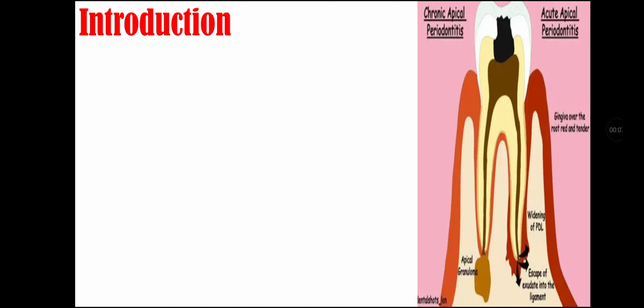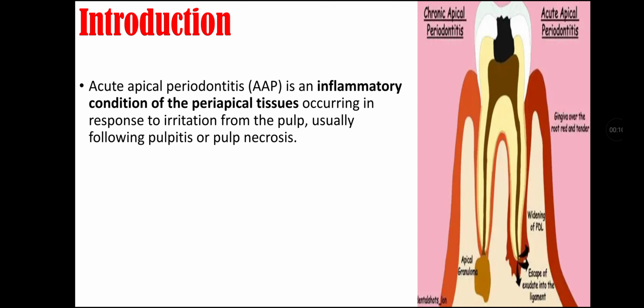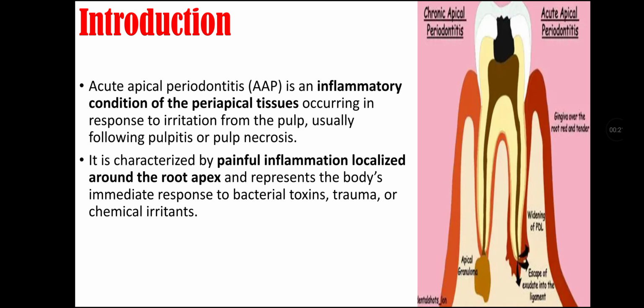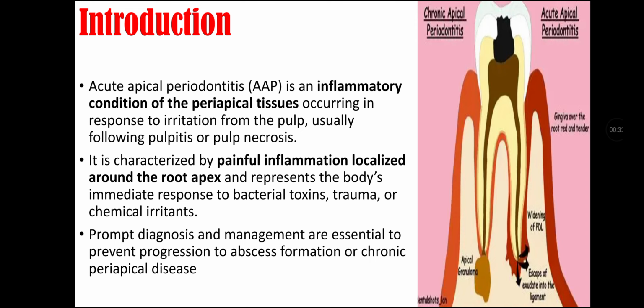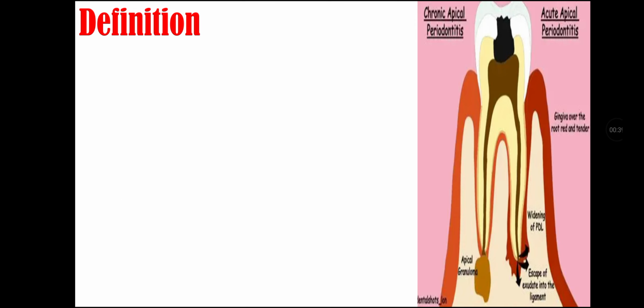So let's start our topic with introduction. Acute apical periodontitis is an inflammatory condition of periapical tissue that occurs in response to irritation from the pulp, usually following pulpitis or pulp necrosis. It is characterized by painful inflammation that is localized around the root apex, and it represents the body's immediate response to bacterial toxins, trauma, or chemical irritants. Prompt diagnosis and management are essential to prevent progression to abscess formation or chronic periapical disease.